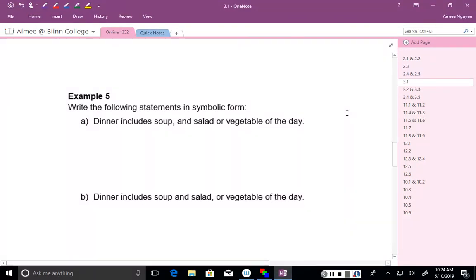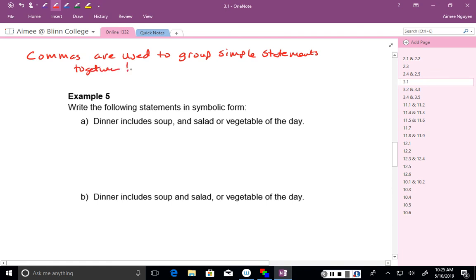In example 5, we're just going to use the conjunction and the disjunction together, but what we need to talk about here are commas. Commas are used to group simple statements together. The way that this works is everything on one side of the comma will go together and everything on the other side will go together. Be very careful.